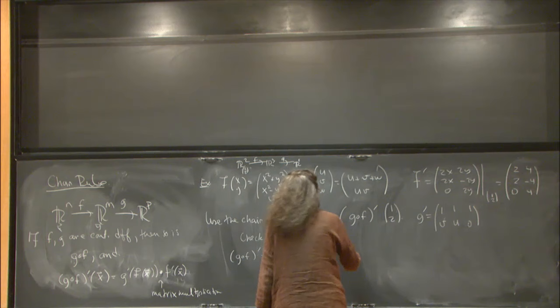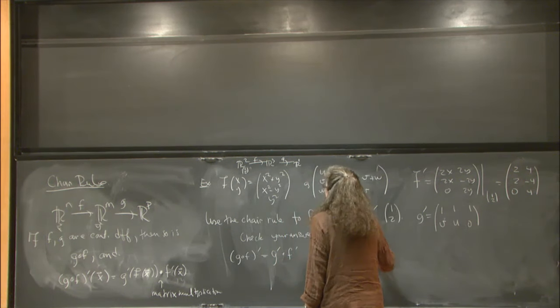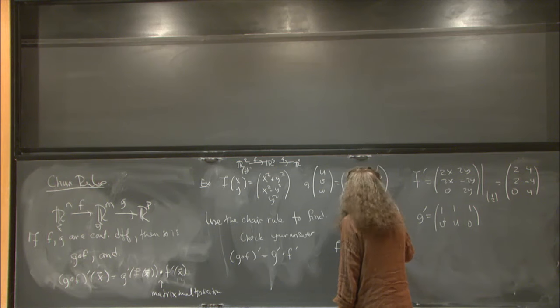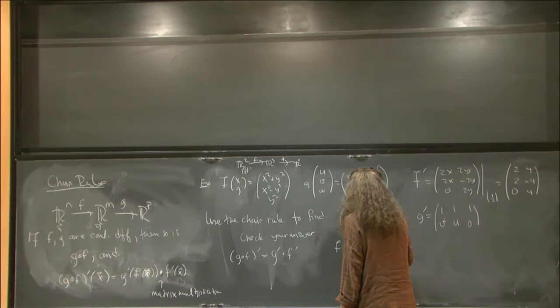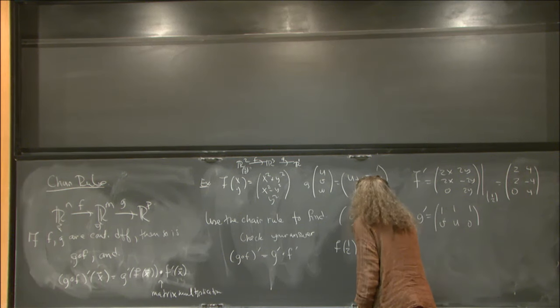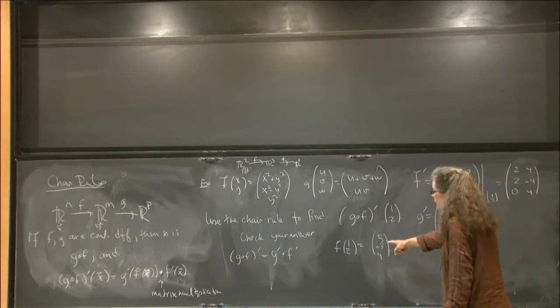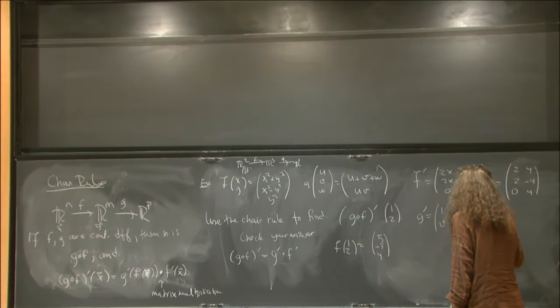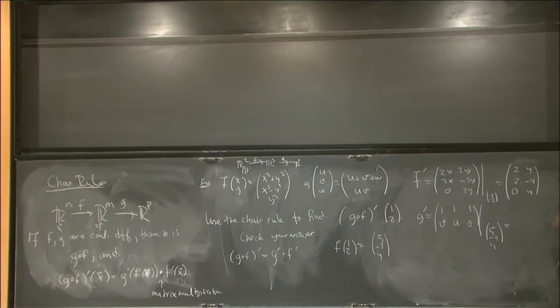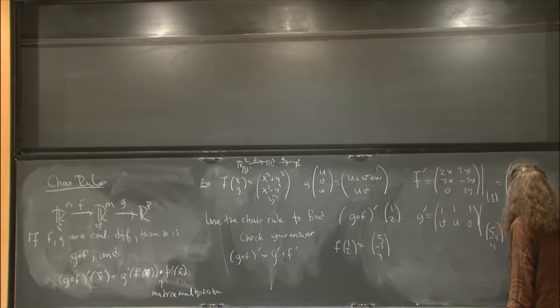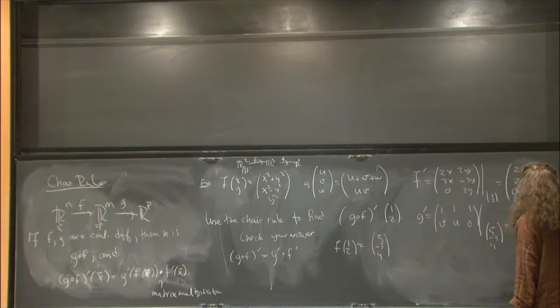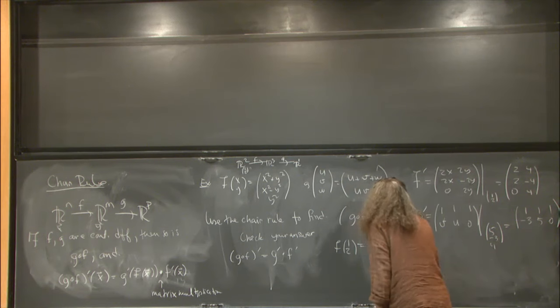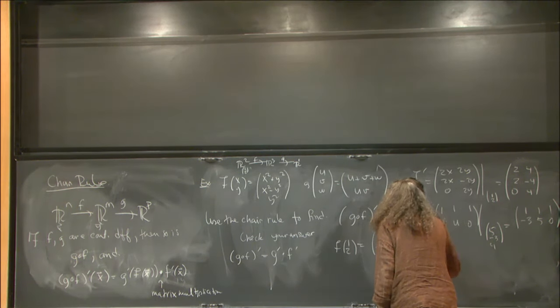What's F of (1, 2)? F of (1, 2) is equal to 5, minus 3, 4. And this is where we have to evaluate G prime, at (5, minus 3, 4). Looks like 1, 1, 1, and then we have minus 3, 5, 0. Okay, so what the composition should be is F composed with G prime at the point (1, 2).